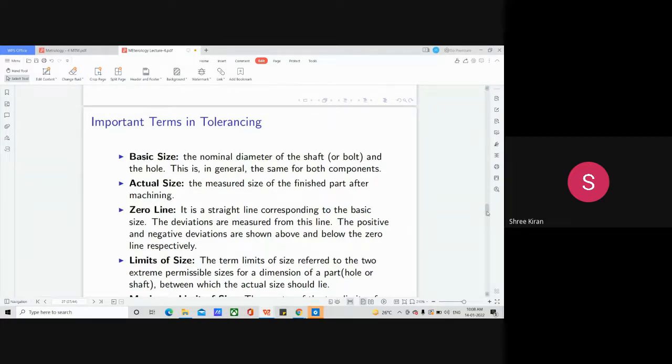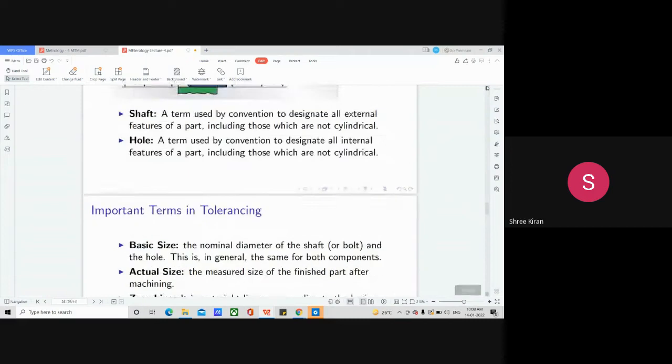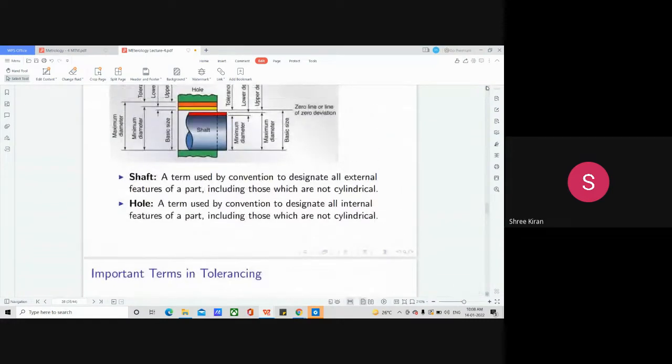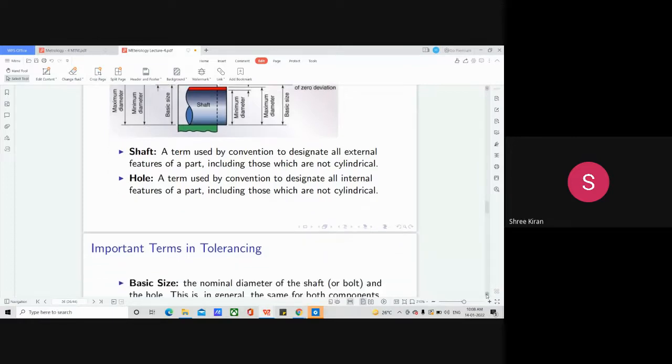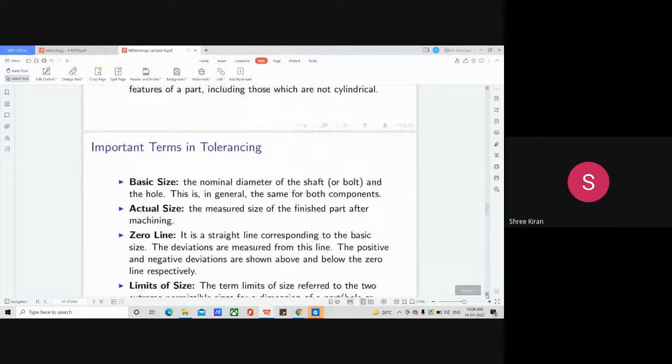Then we have the zero line, or the line of zero deviation. This is the exact point where we don't have any deviation, or nothing has been done. That's one name, the zero line or zero deviation. It is a straight line corresponding to the basic size.